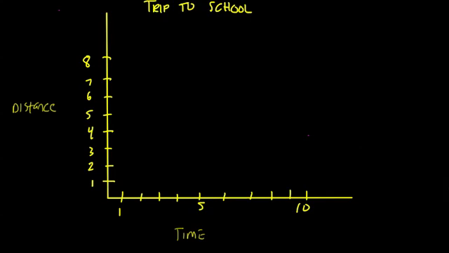Okay, so let's say you have a line graph, and the first thing you want to notice, of course, are the values on the x and y axis. On the x-axis, we have time. On the y-axis, we have distance.